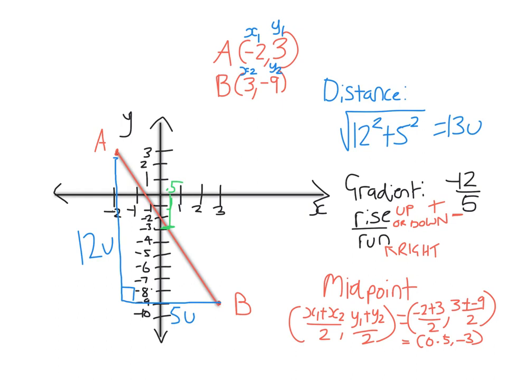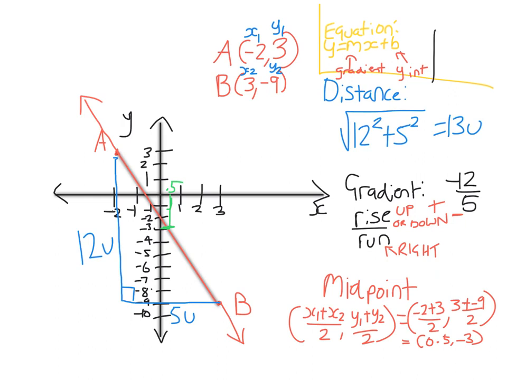So I said before A and B is a line segment. So we need to know how to find distance, gradient, and midpoint of a line segment. But what happens if we extend this in both directions so it goes forever? This is now a line. We need to know how to find the equation of a line. It turns out the equation of any line can be written as y equals gradient times x plus whatever the y-intercept is. So we know what gradient is. It's the rise over the run. The y-intercept is just where the line hits the axis.